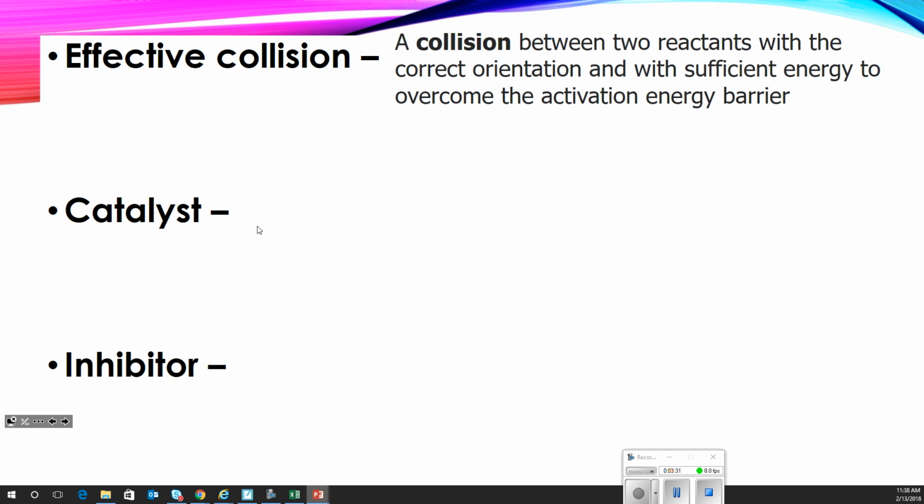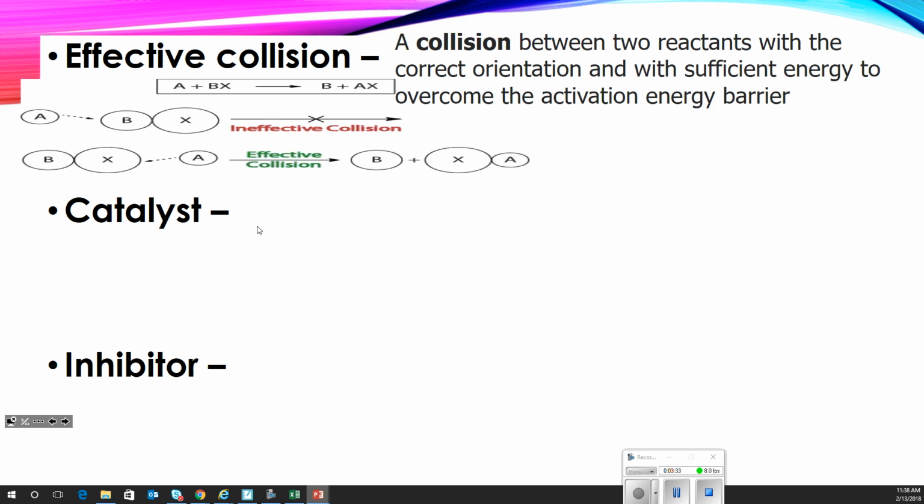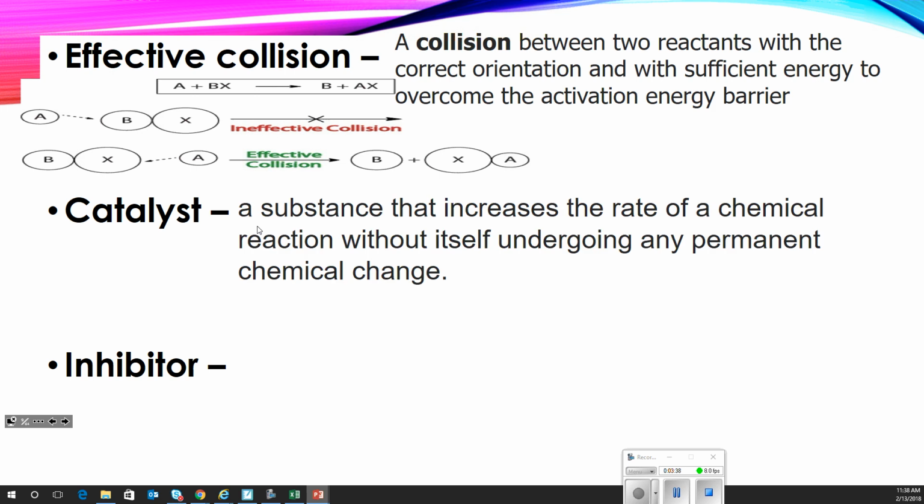So the other thing is a catalyst. A catalyst is a matchmaker. So here we have effective and ineffective collisions. The other is a catalyst. A catalyst is somebody or something that gets two things together. Catalyst is like a matchmaker. That's the easiest way to remember it.